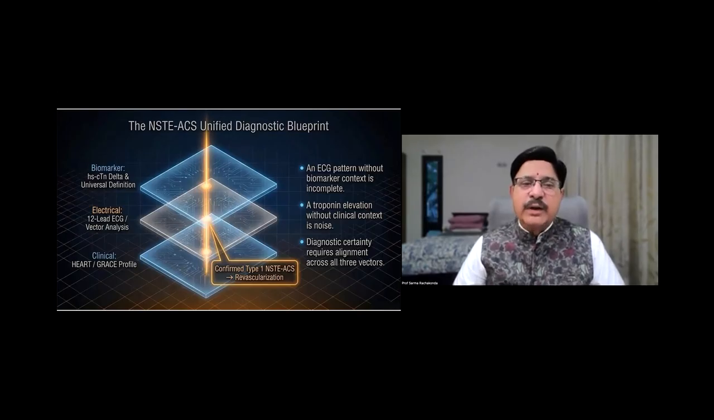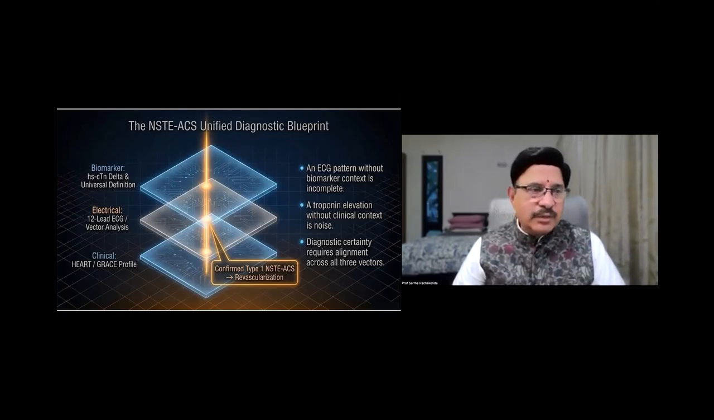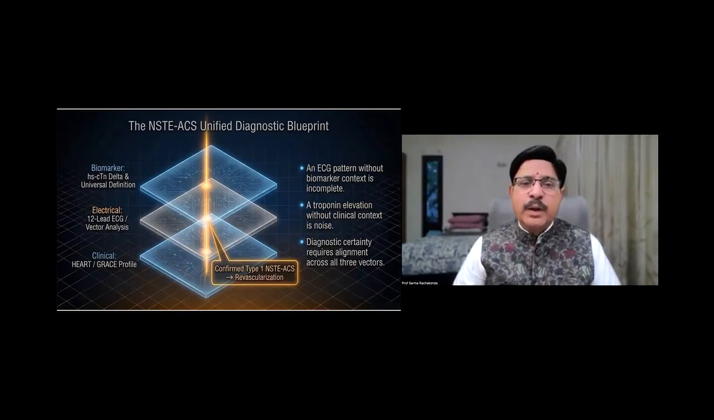Number 2, electrical filter: 12-lead ECG, vector analysis, Wellens syndrome, De Winter syndrome, left bundle branch block, all those we have seen. And finally, the delta and the hs-troponin at 0 hours, 1 hour, 2 hours, 3 hours. That will be the biomarker. So clinical, electrical filter, biomarker filter.